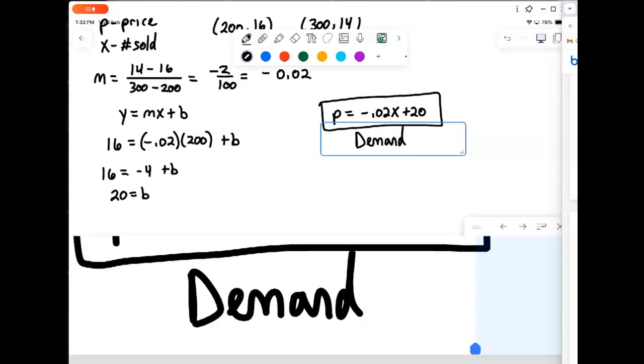Now, when dealing with the demand equation, we need to know some constraints.